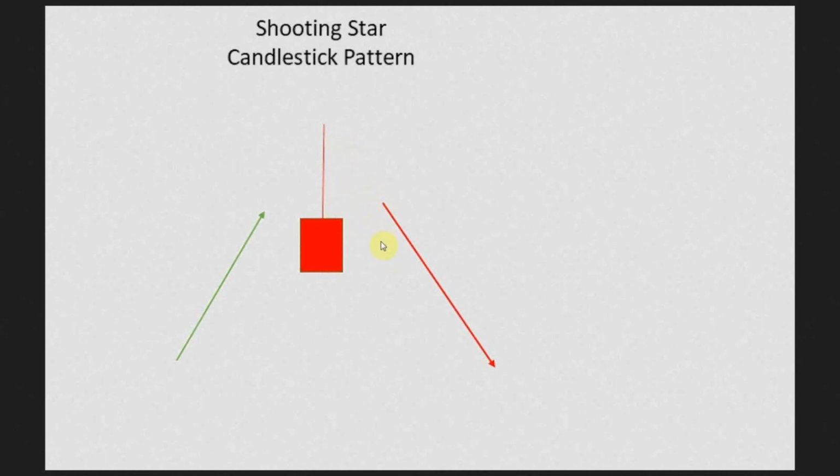It is the inverse of the hanging man candlestick pattern. This pattern is formed when the opening and closing price are near to each other and the upper shadow should be more than twice the real body.